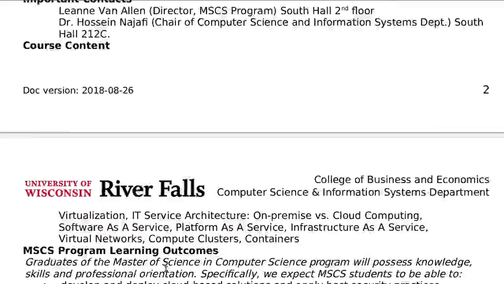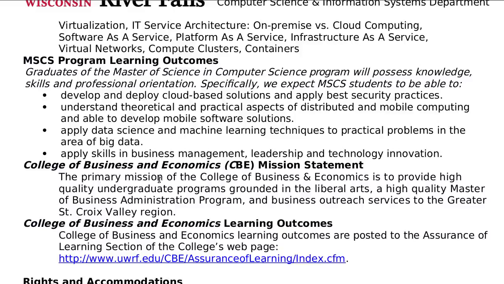Okay, so let's take a look at the course content. The main topics in the course are going to be virtualization. We'll get started on that right away. Then we look at IT service architecture and compare on-premise deployment versus cloud deployment. Then we look at software as a service, platform as a service, infrastructure as a service, and actually a whole lot more cloud services. Hopefully we'll get a chance to look at virtual networks and then compute clusters. I'd like to get a chance to do that. And also containers. These are becoming very important in the DevOps world.